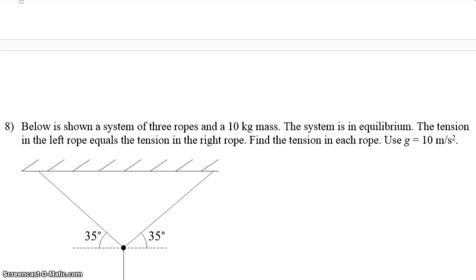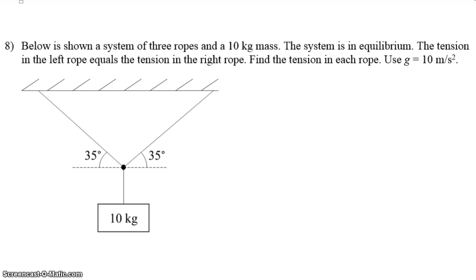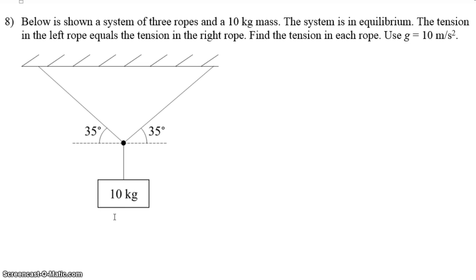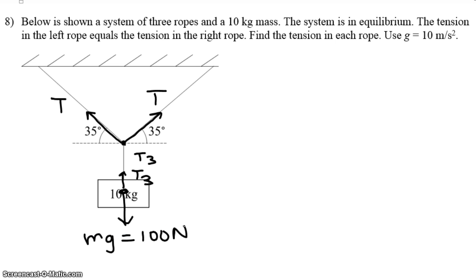Okay, let's do another problem, very similar, but we're going to make this even simpler. T1, you know what, just call it T, because there's no point in distinguishing T1 from T2, they're both T. And because this is rope 3, I will call this T3, and the block is pulled up by the rope with T3, and gravity, mg, pulls down, in this case with 100 newtons. 10 kilograms times 10 meters per second squared, it's 100 newtons.